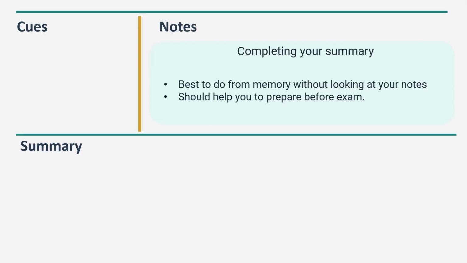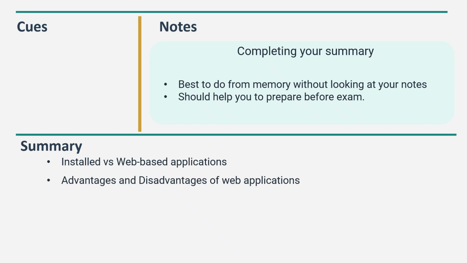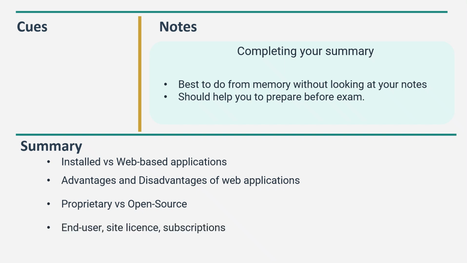Time to complete the summary. This is best to do from memory without looking at your notes, and it should help you to prepare just before the exam. So the points that I would have made are installed versus web-based applications, the advantages and disadvantages of web applications, proprietary versus open source, end-user or EULA, site license and subscriptions, and Creative Commons.